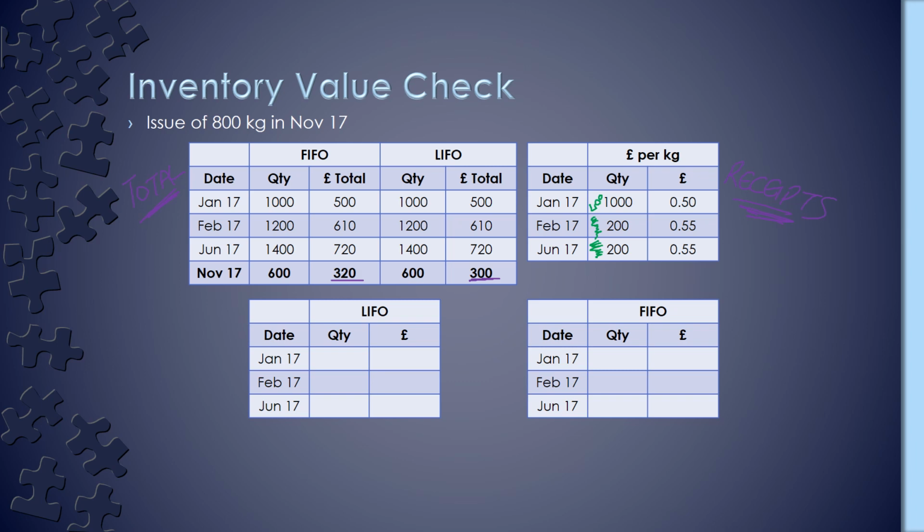So because we don't have any stocks left of our June amount, we've got nothing left in June because we emptied that pot. We've got nothing left in February because we emptied that pot. But we do have something left from our opening stocks. So we do have our 1,000 minus the 400 we used. So we do still have 600 kilos left. And we have our 600 kilos, and we need to multiply that by the amount it was per kilo.